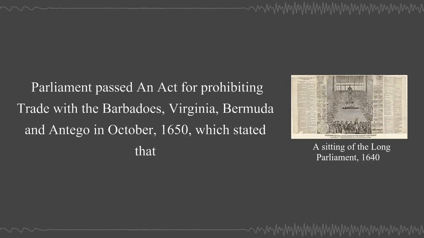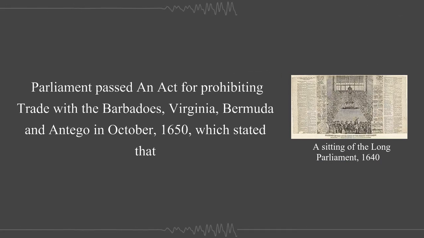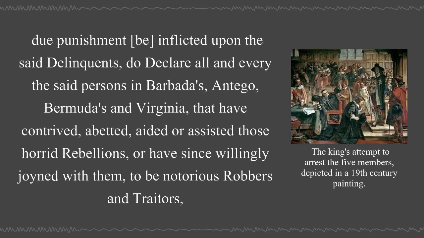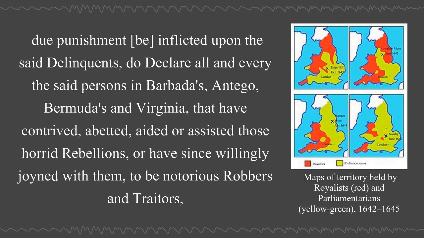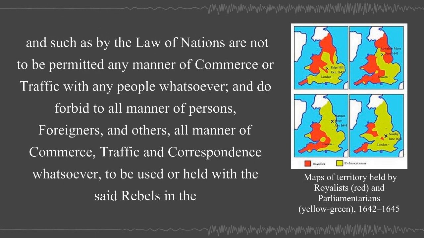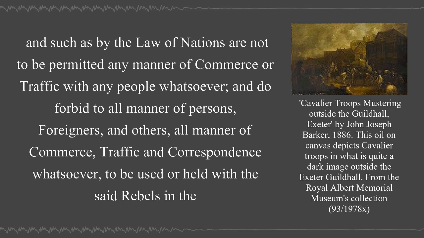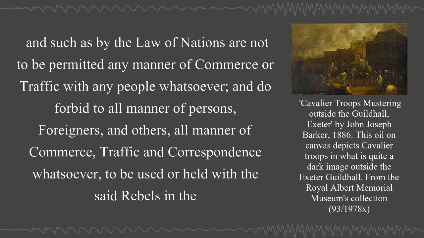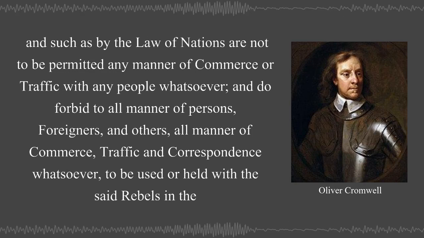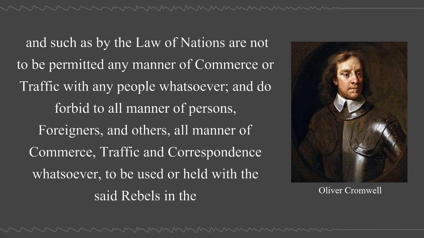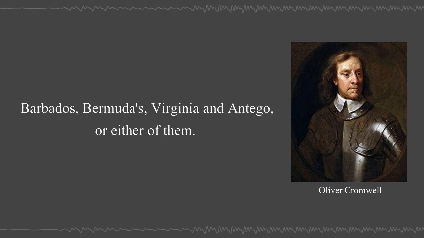Parliament passed an act for prohibiting trade with the Barbados, Virginia, Bermuda, and Antigua in October 1650, which stated that "due punishment be inflicted upon the said delinquents, we do declare all and every the said persons in Barbados, Antigua, Bermudas, and Virginia that have contrived, abetted, aided, or assisted those horrid rebellions, or have since willingly joined with them, to be notorious robbers and traitors, and such as, by the law of nations, are not to be permitted any manner of commerce or traffic with any people whatsoever; and do forbid to all manner of persons, foreigners and others, all manner of commerce, traffic, and correspondence whatsoever, to be used or held with the said rebels in the Barbados, Bermudas, Virginia, and Antigua, or either of them."